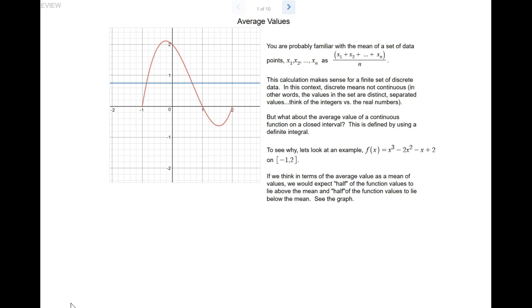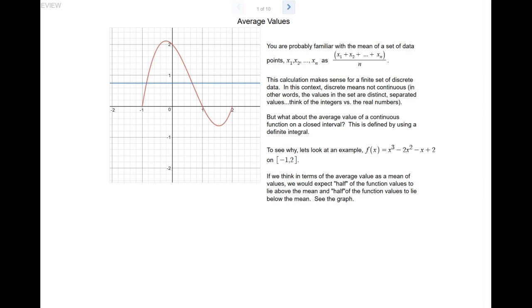So this is the distinction between the average value of a function given by a definite integral and an average in the sense of a mean of n numbers. But they're related. So let's look at the average value of a continuous function. So we're looking at the average value of the infinite output values from a continuous function.